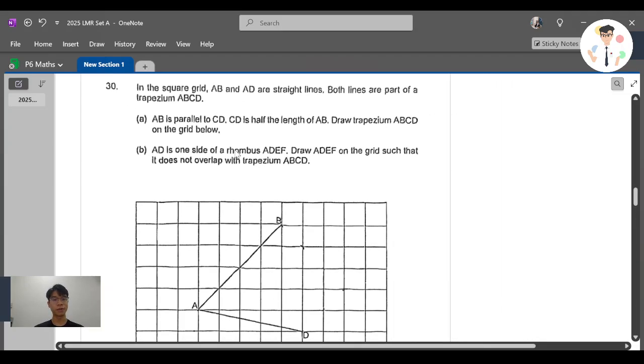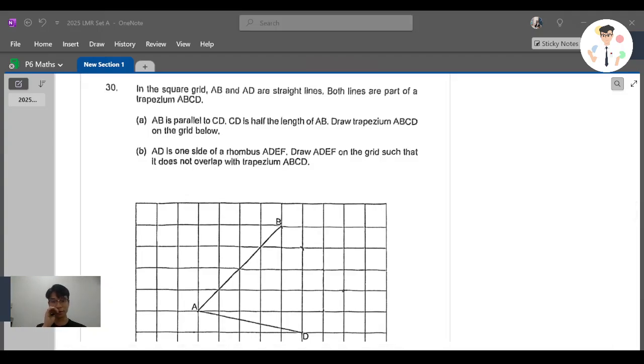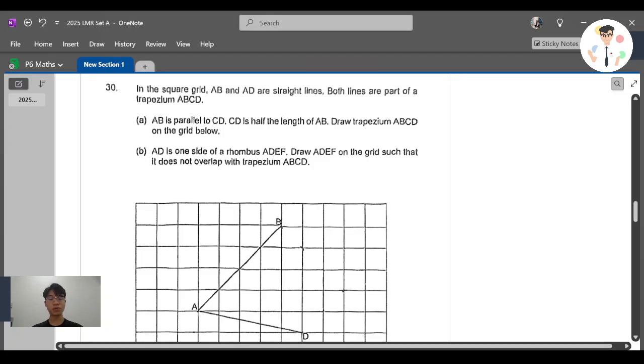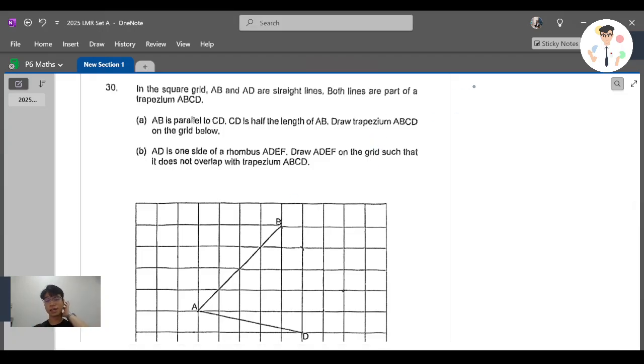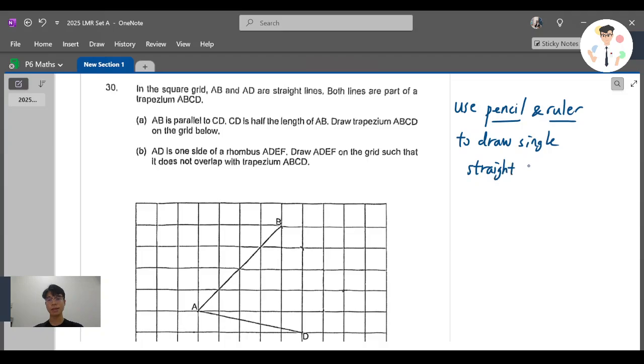Again, I would like to have you guys try this question because sometimes you make a lot of mistakes here. So the first thing I want to remind you before you read the question is that you are supposed to use pencil and ruler to draw a single straight line. Again, why am I asking you to use pencil? Because if you use pen, you can't erase it using correction tape, because you are not allowed to use correction tape in your PSLE.